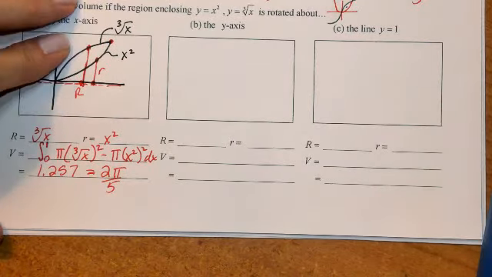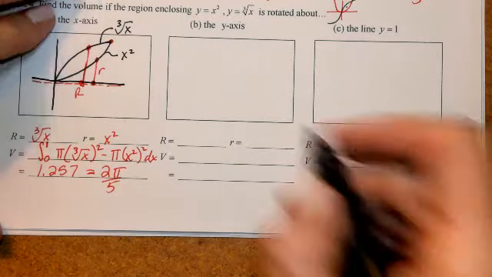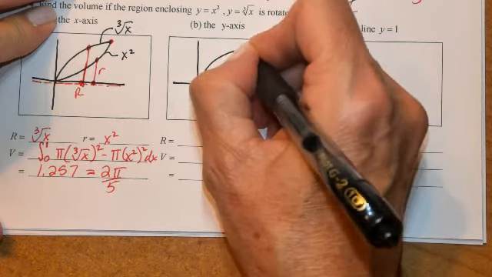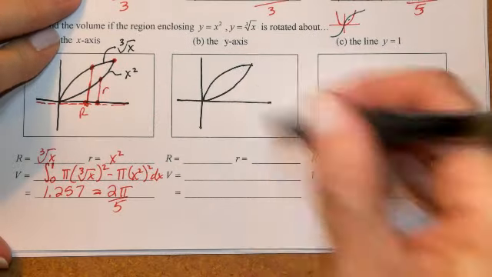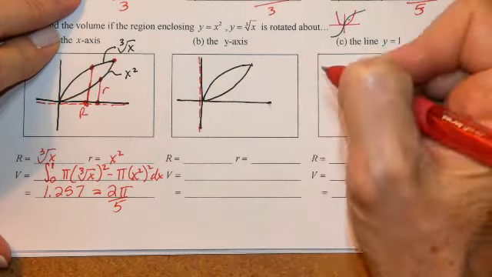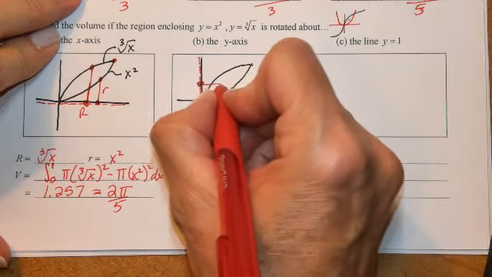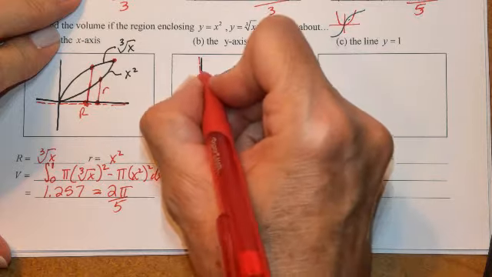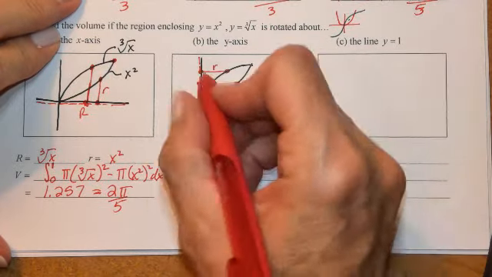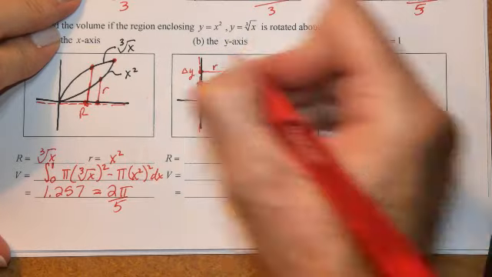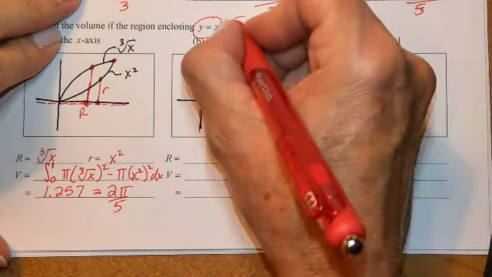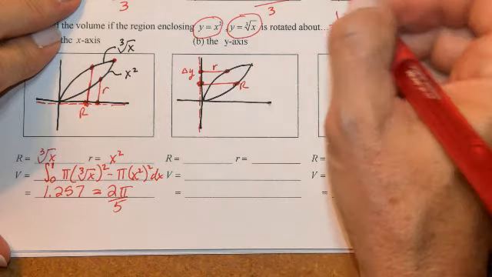Okay? All right, same region. This time about the y-axis. When you draw your big R and when you draw your little r, you see that they are horizontal. So we need a delta y. We need y's, right? So take each of your curves and quickly solve them for x.